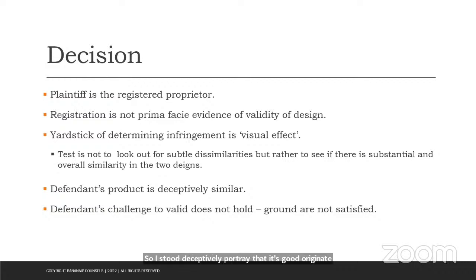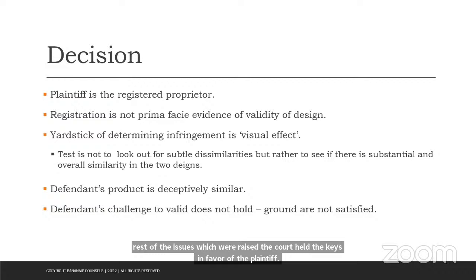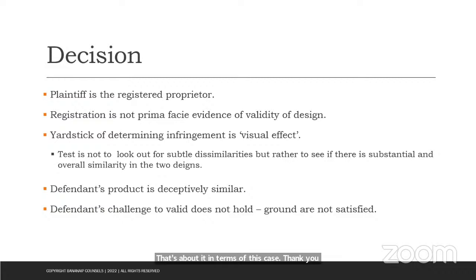Now, having taken a look at all of this, what the court said was that a 2-toned rimmed and rounded cap bottle has been widely used in the industry and is not unique to the plaintiff. Therefore, in terms of the passing off action, a remedy could not be provided to the plaintiff. While for the rest of the issues which were raised, the court held the case in favor of the plaintiff. That's about it in terms of this case. Thank you. And if you have any questions, please do feel free to.